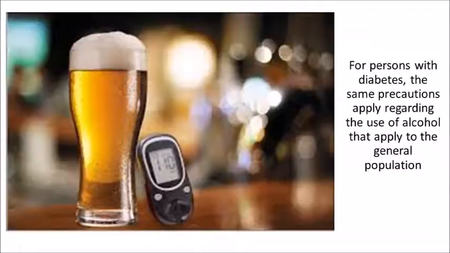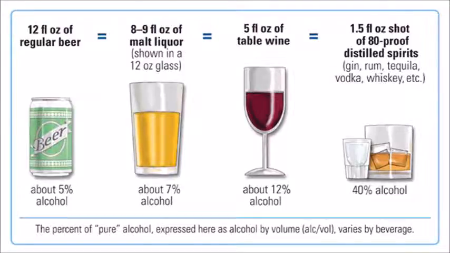Alcohol consumption and diabetes management is another concern many people have. For a person with diabetes, the same precautions apply regarding the use of alcohol that are applicable to the normal population. If you are a diabetic and trying to take control over your sugar levels as well as lipid levels, try to restrict to one serving per day. One serving of alcoholic beverages looks like this: 12 ounces of beer, 5 ounces of wine, or 1.5 ounces of spirit. Do not exceed your alcohol intake more than this.